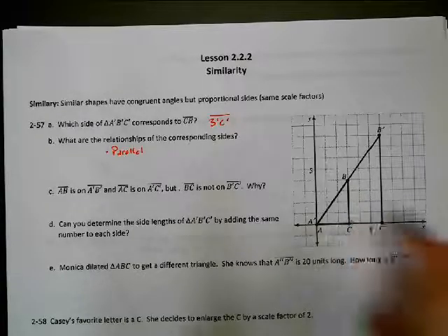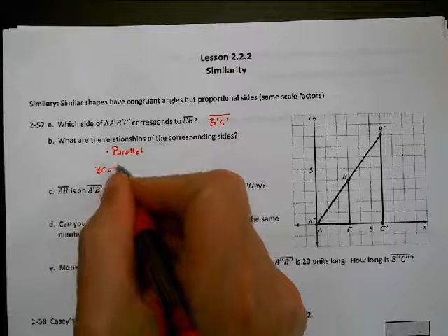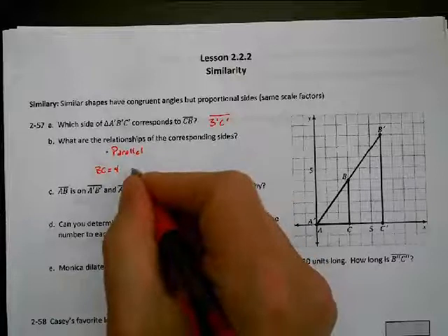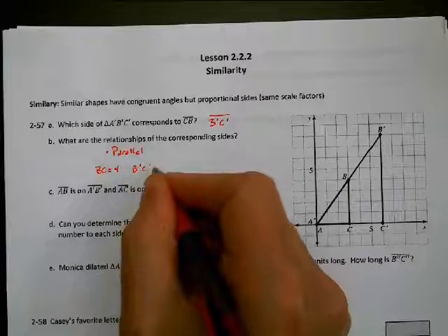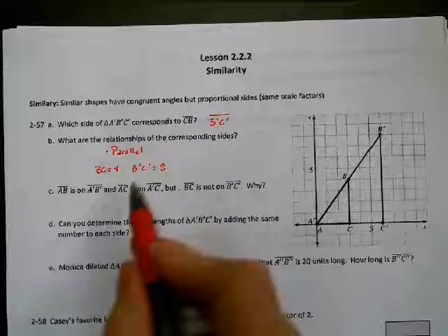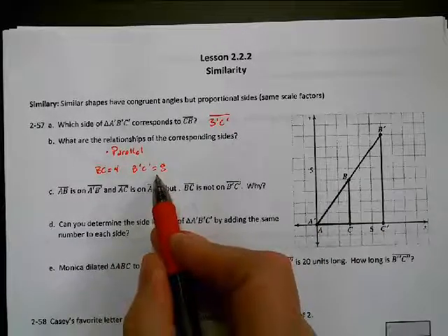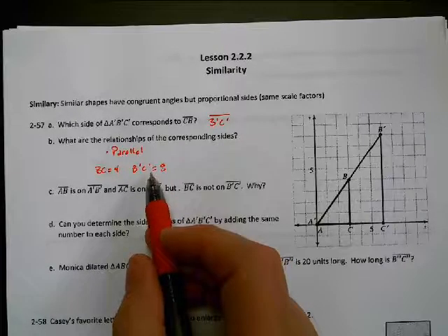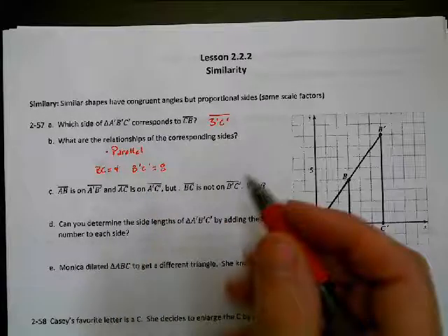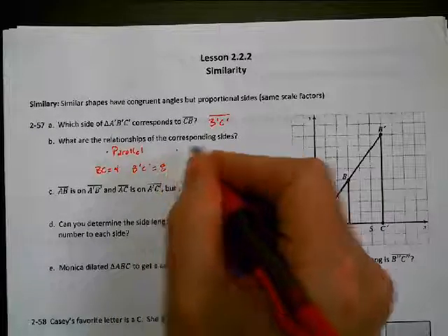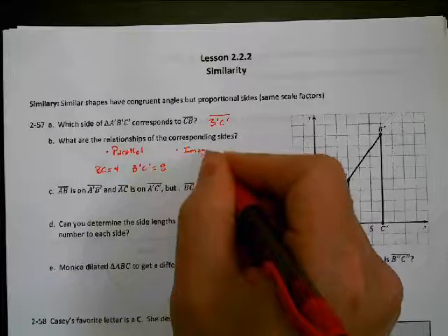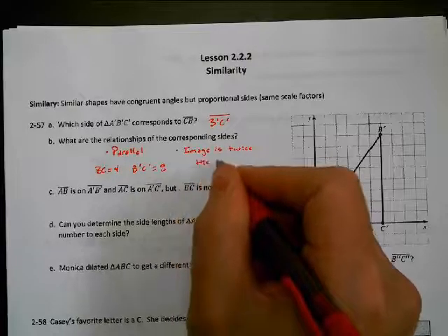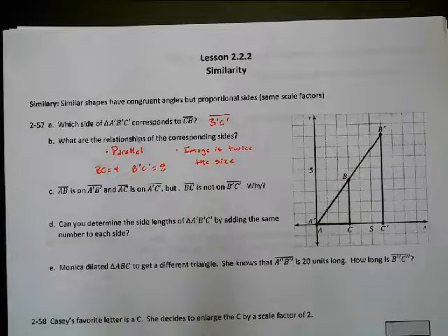BC is 1, 2, 3, 4 units long. And B prime, C prime is 1, 2, 3, 4, 5, 6, 7, 8 units long. Aha, so B prime, C prime is double the length. That's what we called a scale factor in our last lesson in dilations. So we can see here that it's twice the size. So the image is twice the size. Or we could say the scale factor is 2.